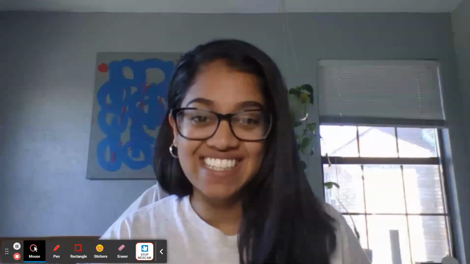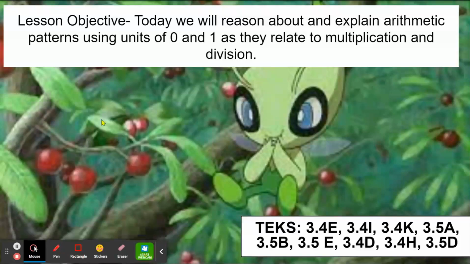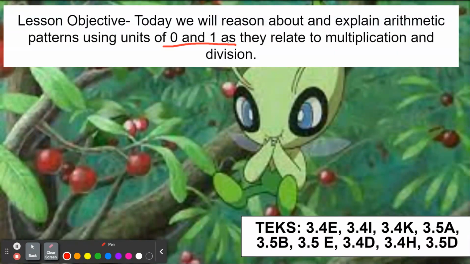Let's go ahead and take a look at today's lesson objective. So today we will reason about and explain arithmetic patterns using the units of 0 and 1 as they relate to multiplication and division. Okay, let's go ahead and take a look at this over here. Now over here I have one circle. This circle is going to represent one group.